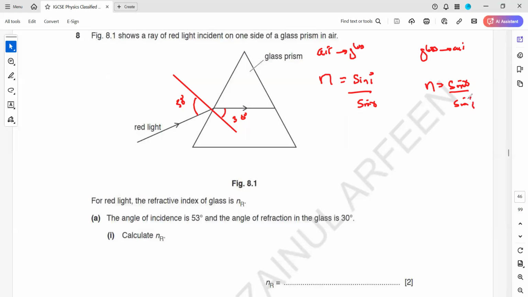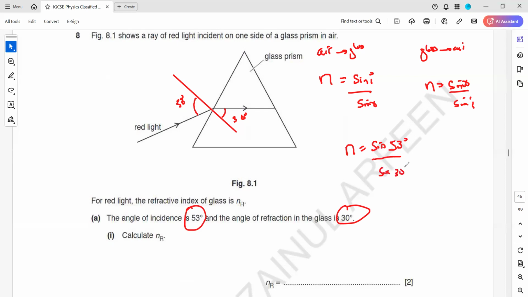What if in the exam you forget the formula and don't remember it? The simple way is that the numerator should always be greater than the denominator, like the angle in the numerator should be greater than the angle in the denominator. What are the two angles I have? I have 53 and I have 30. So it will be sine 53 divided by sine 30.